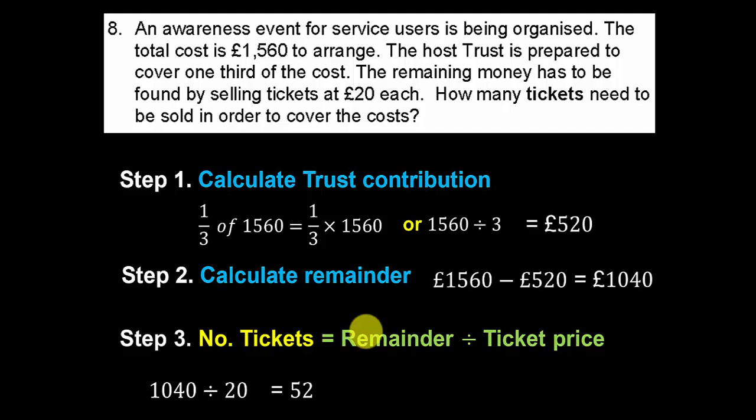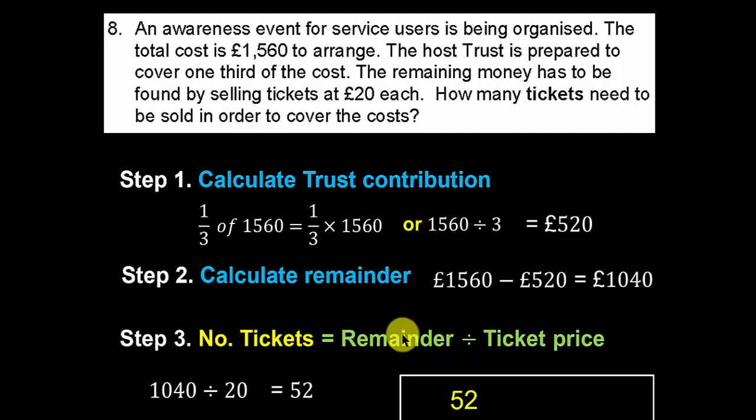Now a useful check here is that this final answer should come out to be an exact whole number, because after all it's how many tickets need to be sold. If you find that you have a decimal here, it's very likely you've made a mistake early on, and you would go back and check. It will probably be in step 1 that the mistake has been made. So let's record that answer, 52.